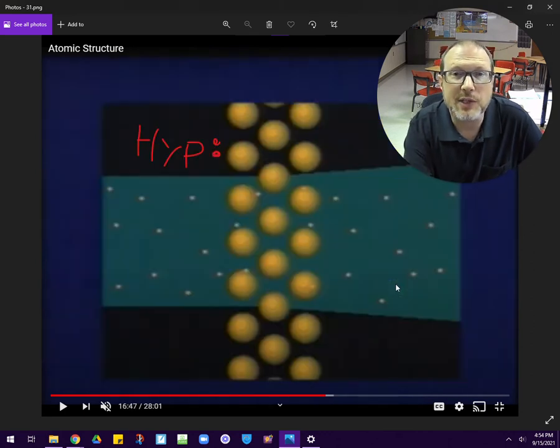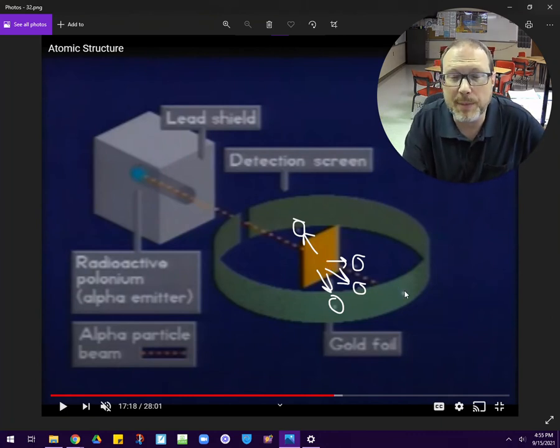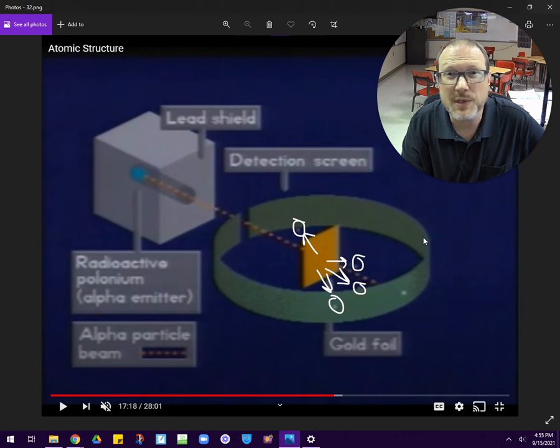Interestingly enough, what actually happened is that some of those particles went straight, but there were also several that went off in different directions. And they scattered really, really widely, which is not what they were expecting to have happen. Some of them even seemed to hit that gold foil and bounce right back. So they were deflected or they bounced right back.